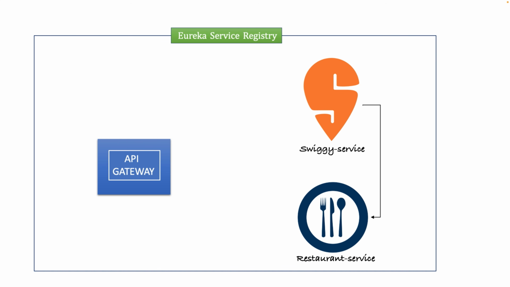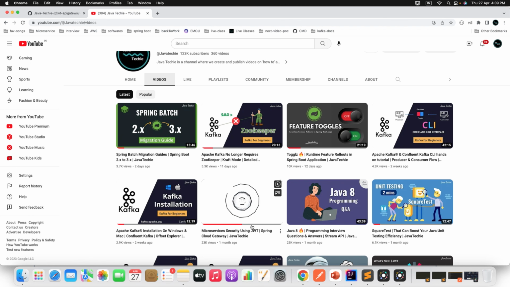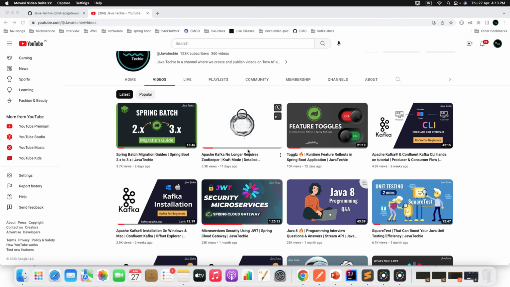Before I start this tutorial, I am assuming that you have gone through my microservice JWT security video. I was talking about this particular video. Here I have clearly explained how to implement JWT security in microservice architecture with a real-time example. So if you didn't get a chance to look, then I would strongly suggest you check that video first, then come back to this tutorial. So without any further delay, let's get started.